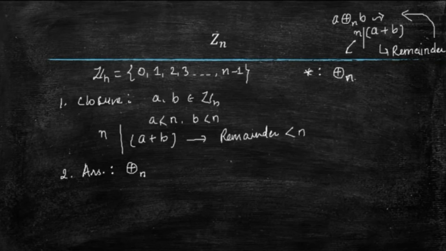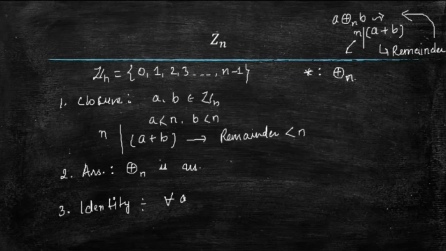Associativity: you can say that addition modulo n is associative, and you'll find the proof in discrete mathematics. Next, our main work is the identity. I have to find the identity. Here is a pro tip: whenever your binary operation has something to do with addition, watch out for 0 in your set. If 0 is there, then 0 can serve as your identity. You have to check.